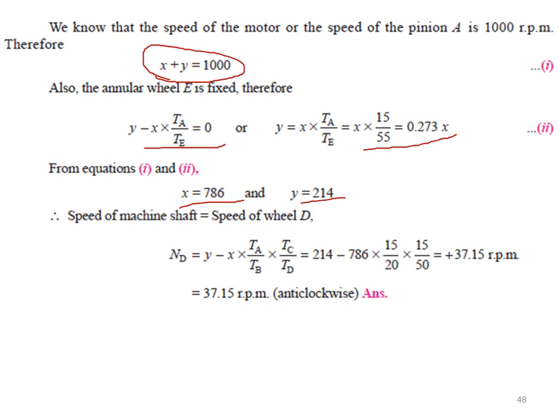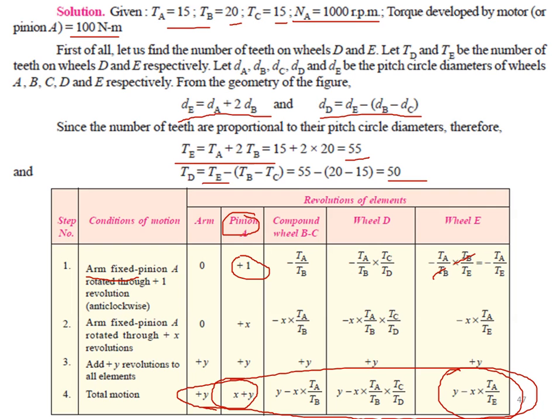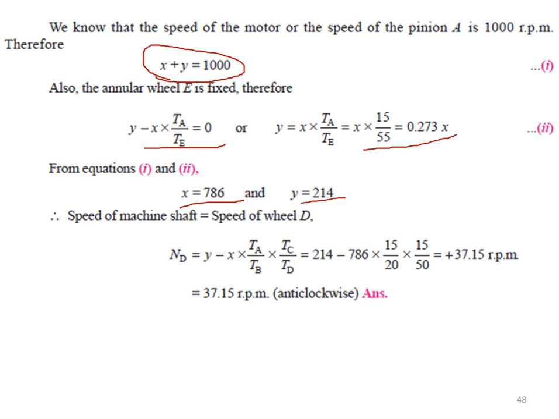y equal to 214. And if you want to calculate now the speed of D, the speed of the machine shaft is nothing but the speed of the wheel D. Okay, so y minus x into TA by TB into TC by TD. Substitute all the values. You get 37.15 RPM. So 37.15 RPM and take clockwise direction.